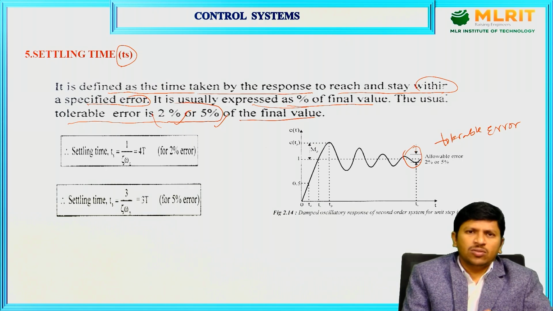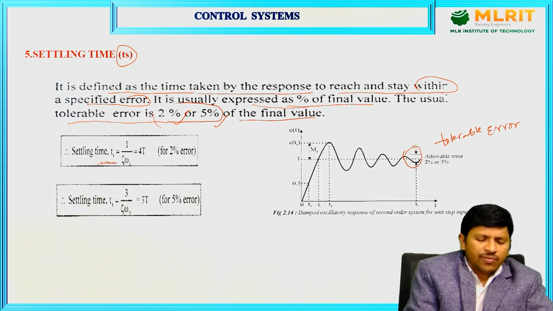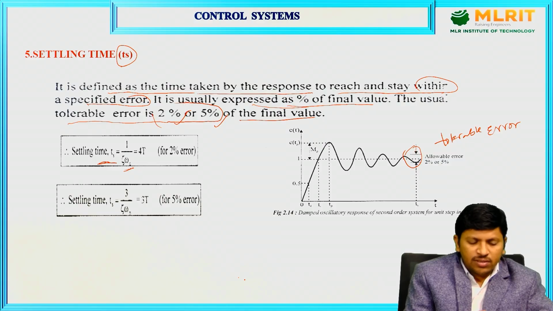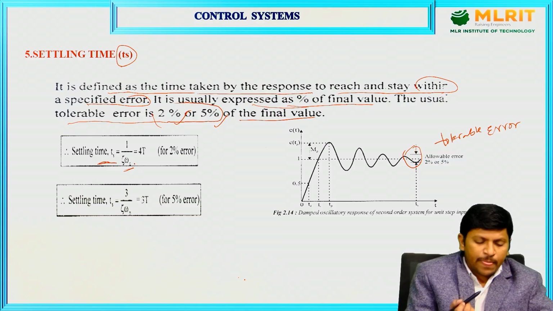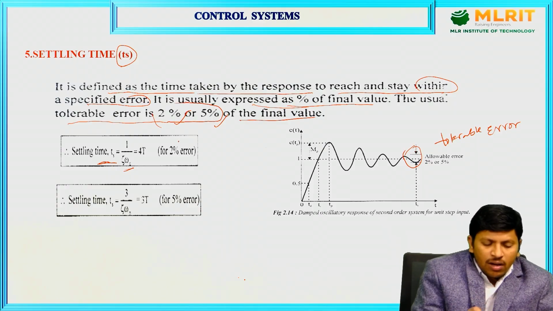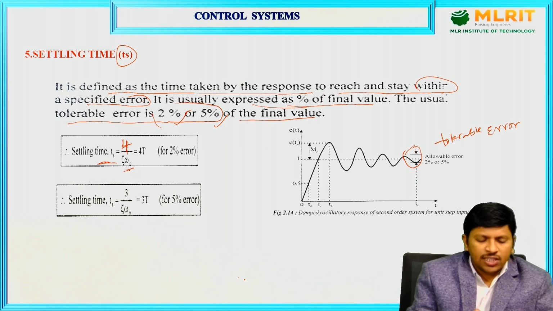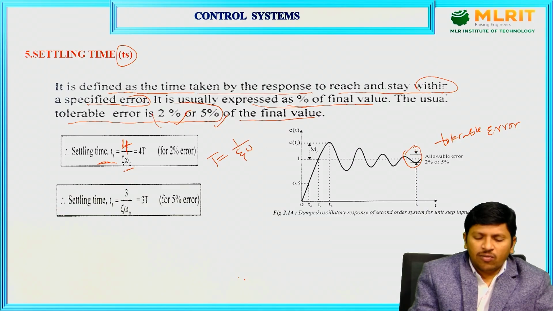For the 2% tolerable error or allowable error, the settling time Ts is equal to 4 divided by zeta omega n, where the time constant T equals 1 by zeta omega n.